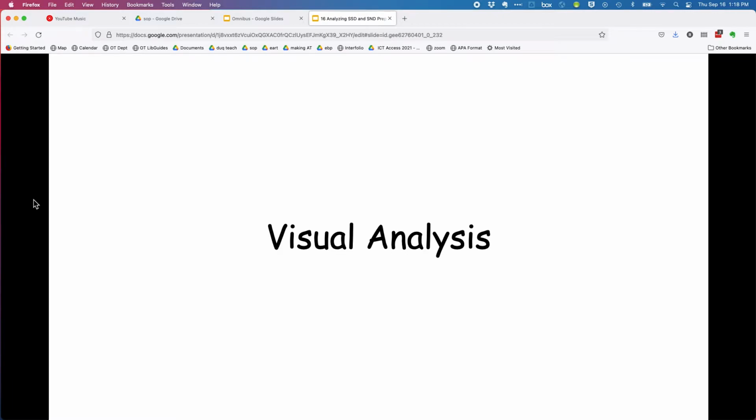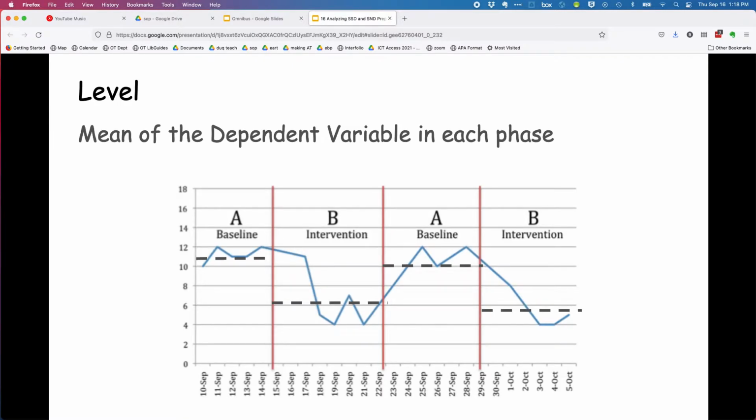In this video, I'm going to discuss visual analysis of single subject design data. The first way we might look at single subject design data and try to identify a difference is by looking at the level of each phase. The level refers to the mean, or possibly the median, value in each phase.